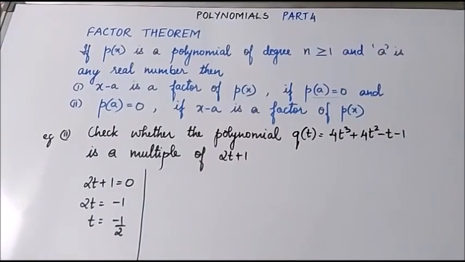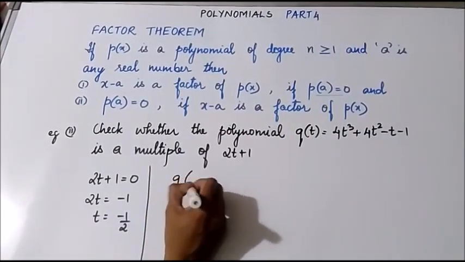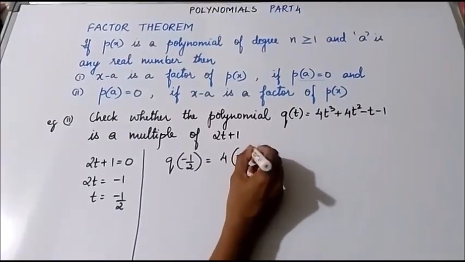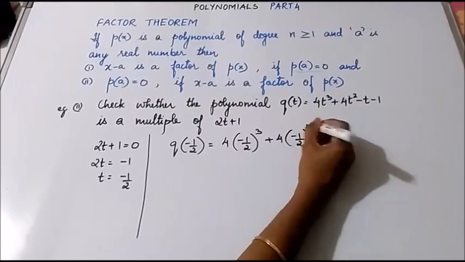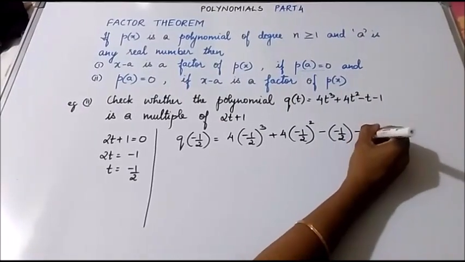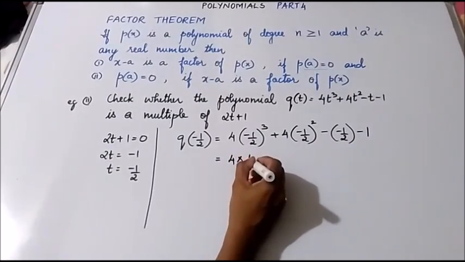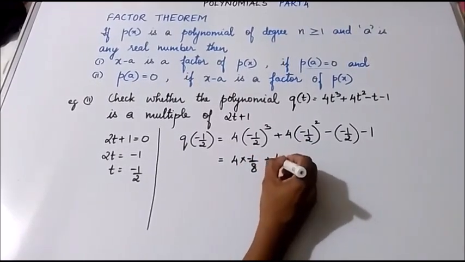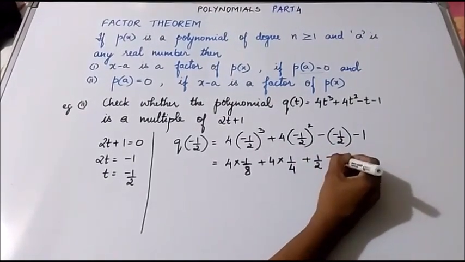Now how do we find the remainder? In the given polynomial, in place of the variable, we will write minus 1 by 2. That is, here it will come minus 1 by 2 the whole cube, and here it will be minus 1 by 2 the whole square. Now what do we get here? We get here 4 into minus 1 by 8, plus 4 into 1 by 4, minus minus will give us plus, and here minus 1.